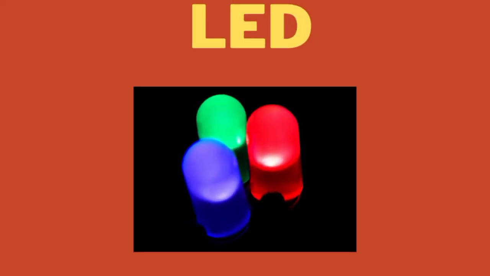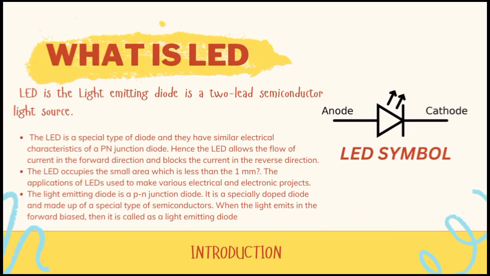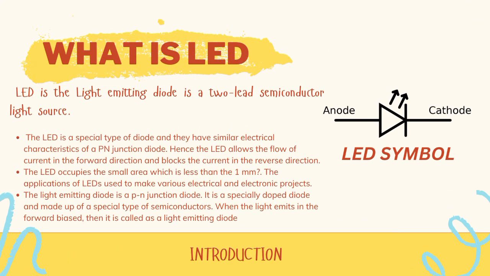Okay, for the next part, what is an LED? LED is the light emitting diode. It's a two-lead semiconductor light source. Firstly, the LED is a special type of diode and has similar electrical characteristics to a PN junction diode. Hence, the LED allows the flow of current in the forward direction and blocks the current in the reverse direction. Secondly, the LED occupies a small area, which is less than 1 millimeter.